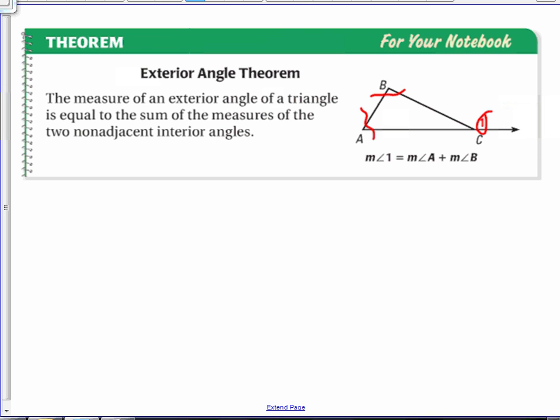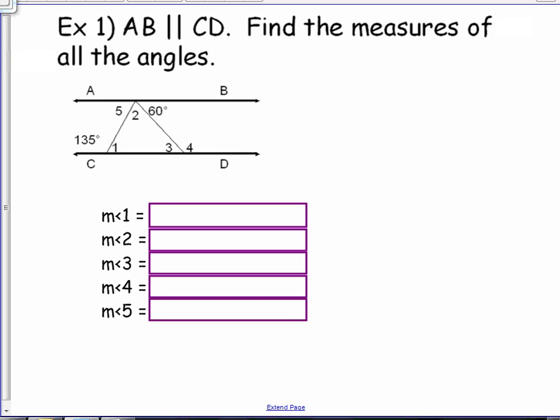All right, so we're going to use these two theorems to solve this particular problem. Okay, so we can go through and try to figure out all the different angles for angle 1, 2, 3, 4, and 5. If we know that line AB is parallel to line CD, we can use that to find them. So what that means is that we have a triangle here in the middle, okay?